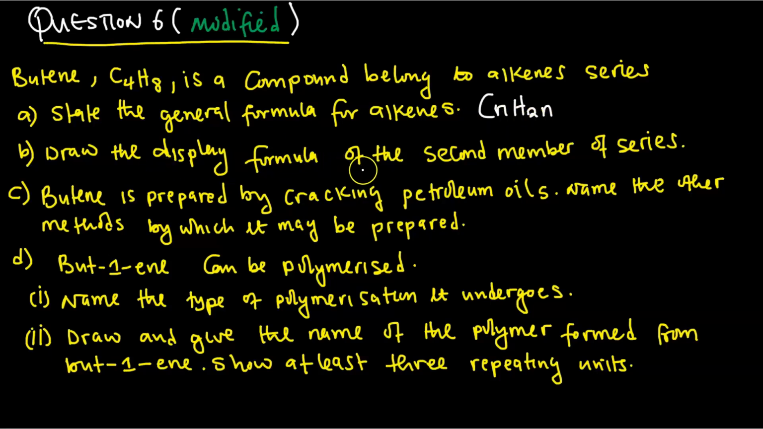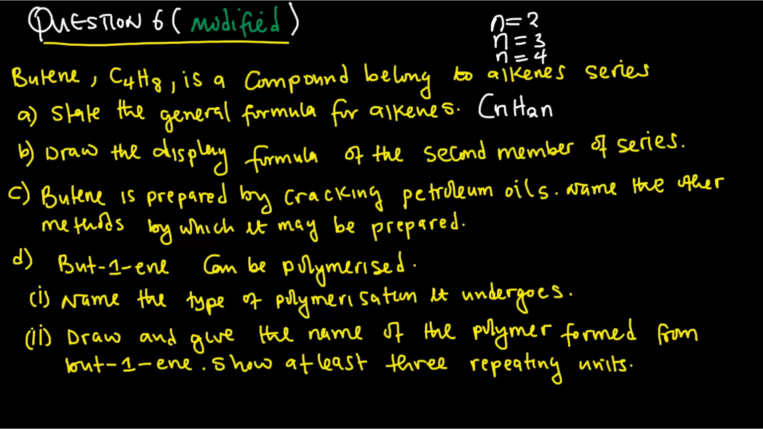Draw the displayed structure of the second member of the series. Now, if we are to look at this, you need to be very careful. The first member of the series has 2 carbons, which means the second has how many carbons? 3. The third one has how many? 4 carbons. There's no one that has 1 carbon. So that is very important to take note. Some of you might start from 1, or you might give ethene as the second one. So the second member has 3 carbons.